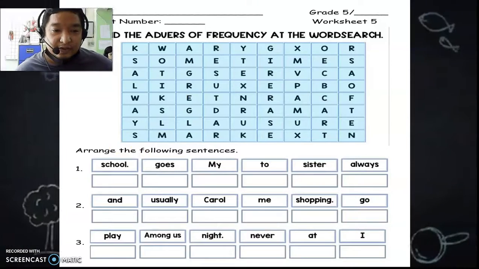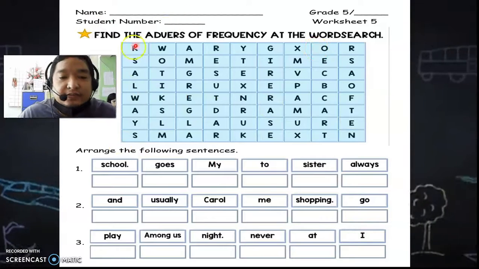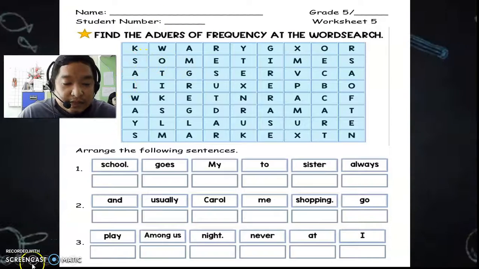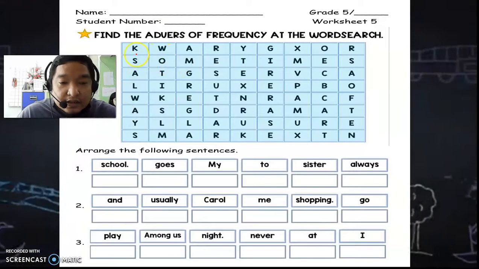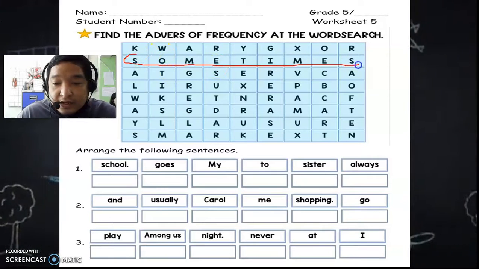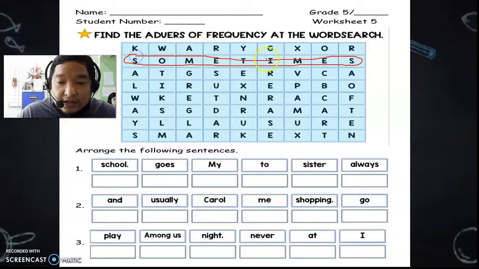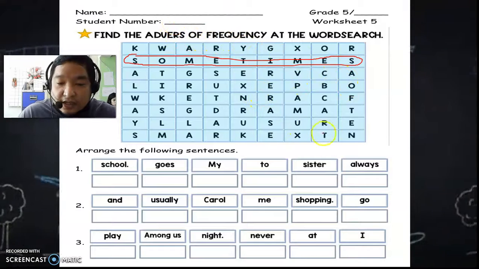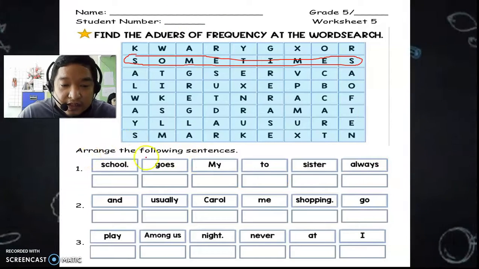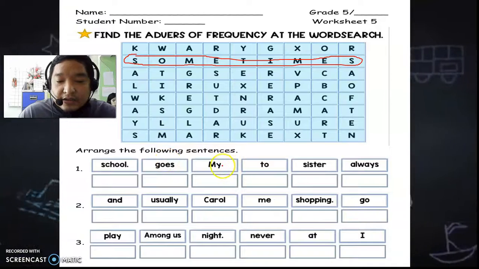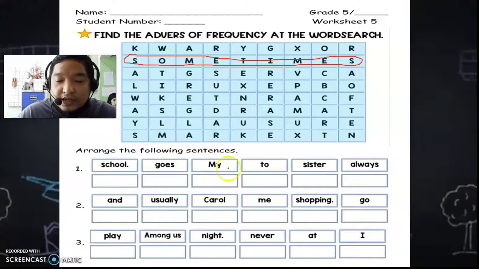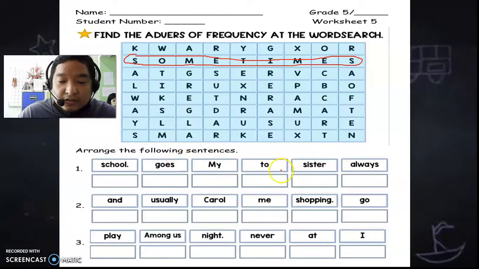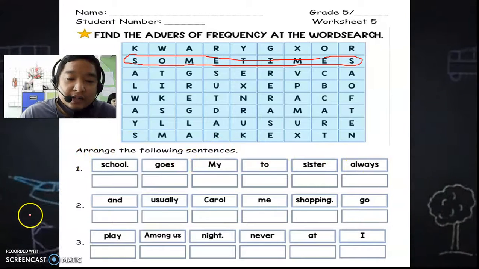So this is our worksheet for today. Very easy worksheet. Find the adverbs of frequency in the word search. For example, I see one: sometimes. Encircle the adverbs of frequency in the word search. And the other one: arrange the following sentences. You have to arrange the words into a correct sentence. For example, my sister always goes to school. Easy. And that is our lesson for today.